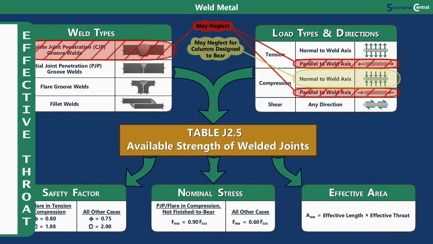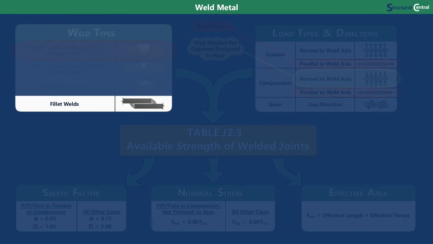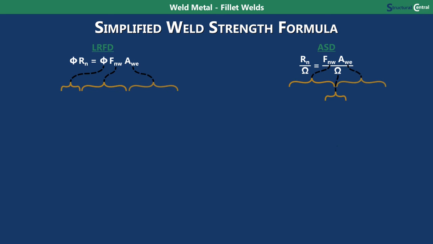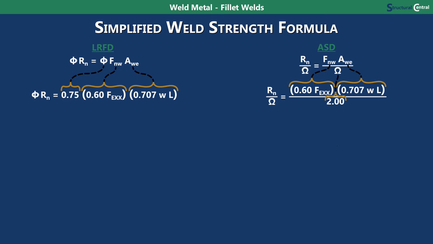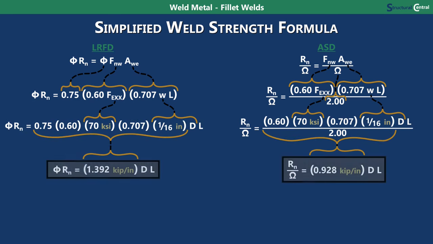Now that you know in general how to calculate the strength of welds, we're now going to go into more detail about fillet welds, since they are the weld that you'll likely design most often, and their design has several important caveats that you're going to need to be aware of. First off, I'll share with you the simplified weld strength formula for fillet welds. If you take the weld strength formula, and then use the values we just discussed for the safety factor, nominal stress, and effective area, you get the following equations. You then plug in 70 ksi for the weld strength and 1/16 inch times D for the weld size. You can then multiply the five terms together and then you're left with the simplified weld strength formula.